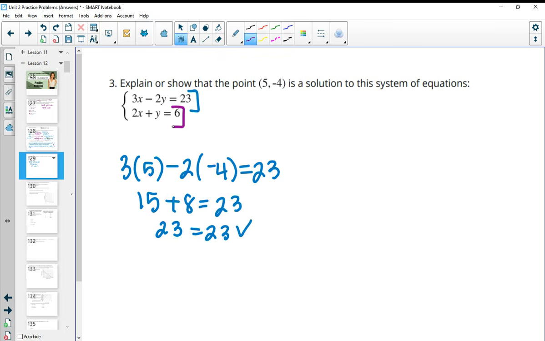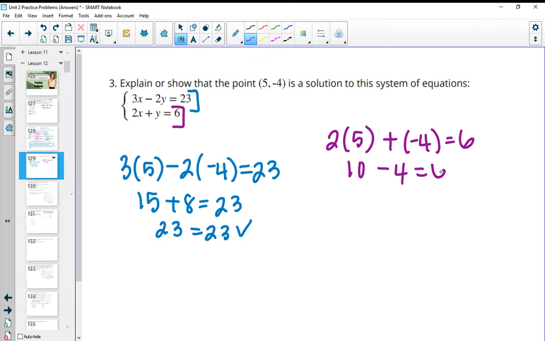In order to be a solution to the system, it has to work in both equations, or it has to be a solution to both. So we'll plug it into the bottom one. So 2 times 5 plus -4 should be 6. So this is 10 minus 4, which is 6, and 6 equals 6. So this is a solution to both equations, meaning it's a solution to the system.